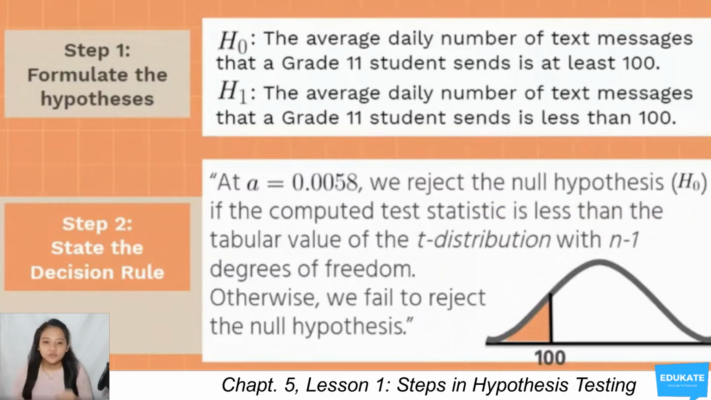hypothesis. So from that, constructing your completed decision rule, we have at alpha equals 0.0058, we reject the null hypothesis if the computed test statistic is less than the tabular value of the t-distribution with n-1 degrees of freedom. Otherwise, we fail to reject the null hypothesis.